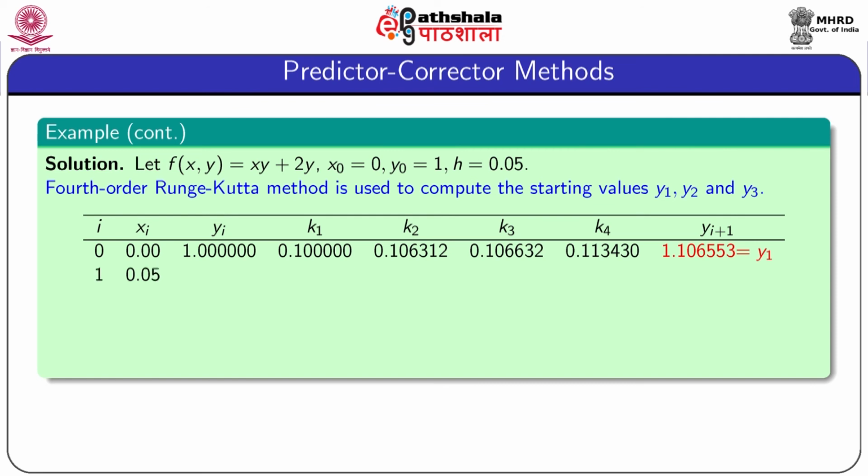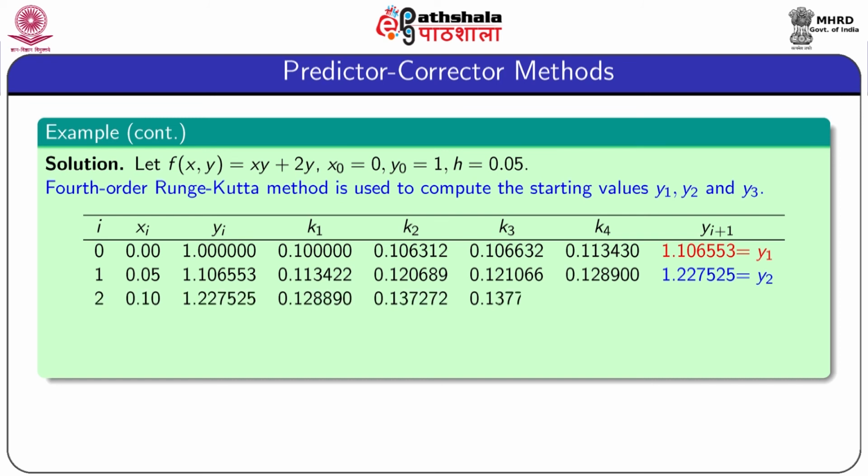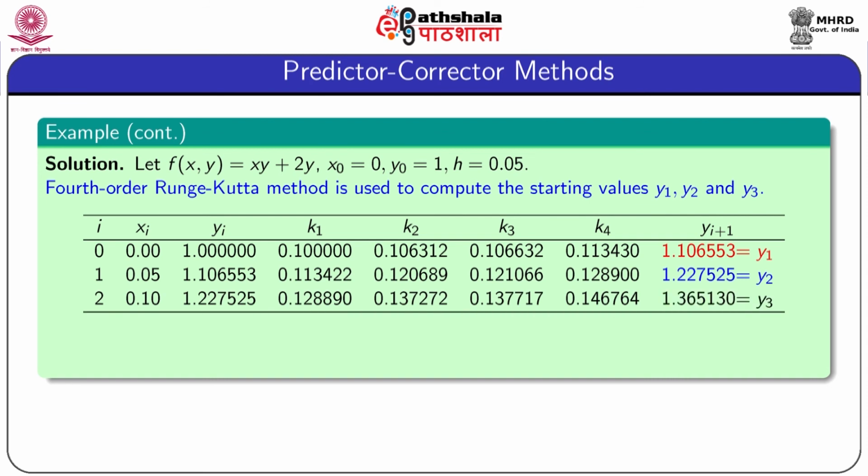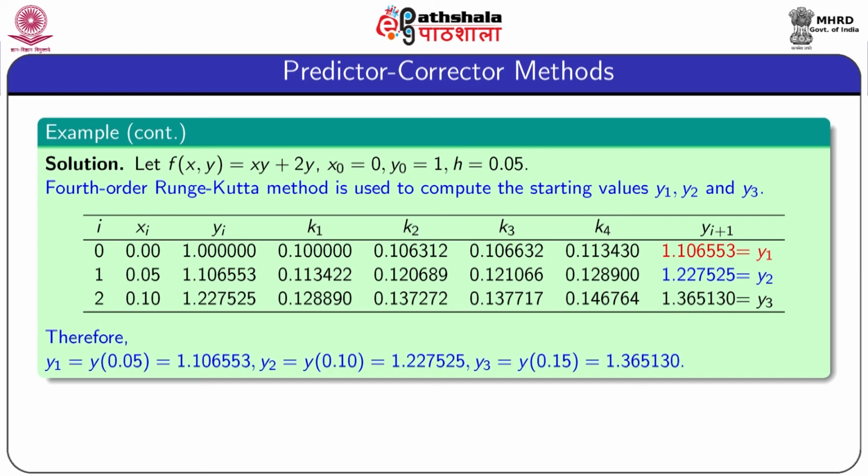That means the value of y1 is equal to 1.106553. Similarly, the values of k1, k2, k3 and k4 are calculated for the next value, to find y2, and using this the value of y2 equal to 1.227525, and the value of y3 is obtained by the same formula and it is equal to 1.365130. So, these are the starting values for the Milne-Simpson predictor corrector formula. These are the values of y1, y2 and y3.